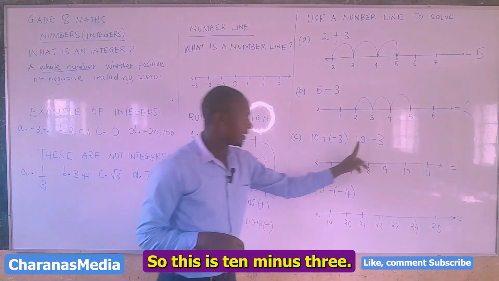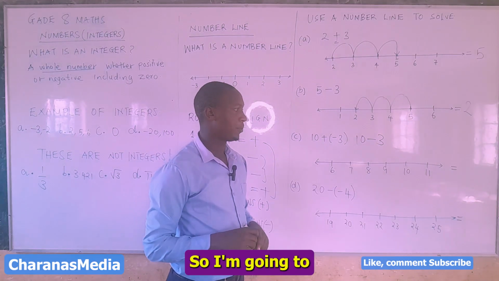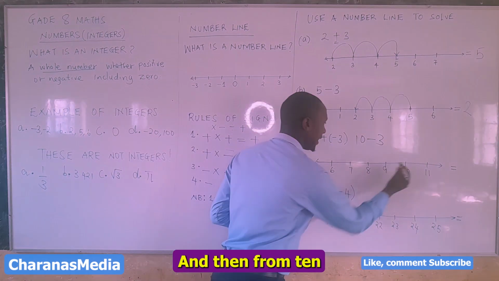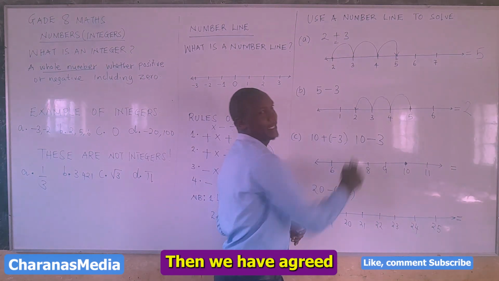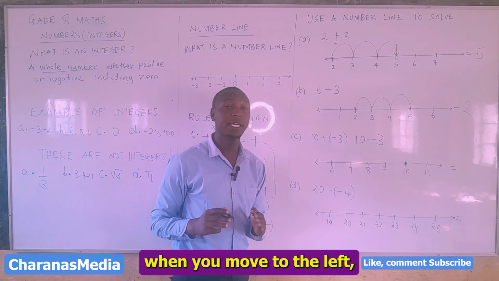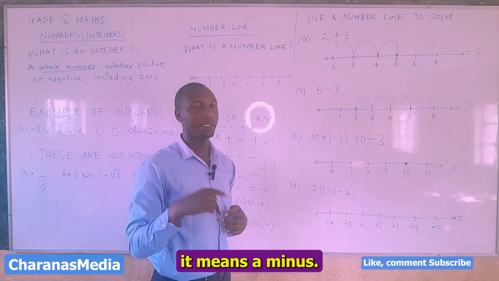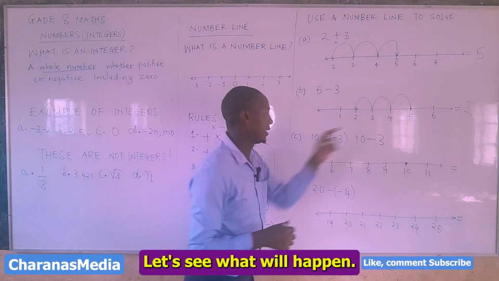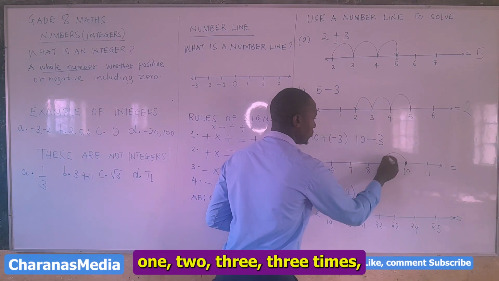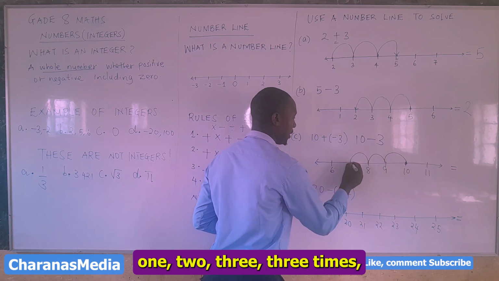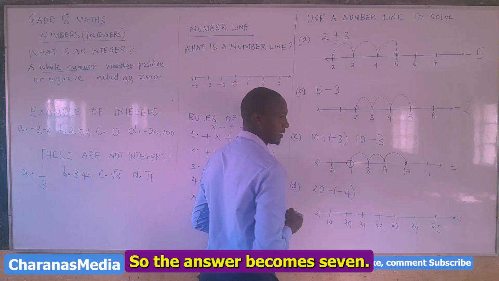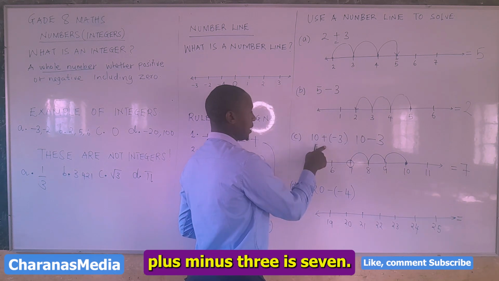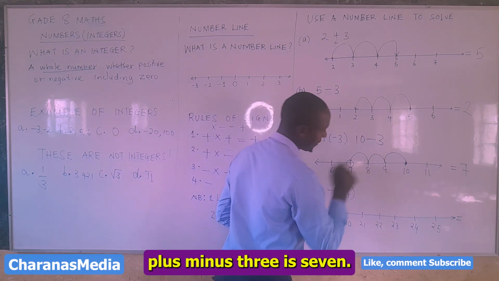So this is 10 minus 3. So I'm going to 10. And then from 10, because this is a minus, we have agreed that in a number line, when you see a minus, you're going to move to the left. How many times? 3 times. So let's see what will happen. I'm going to move 1, 2, 3. 3 times. And the result is 7. So the answer becomes 7. So 10 plus minus 3 is 7.